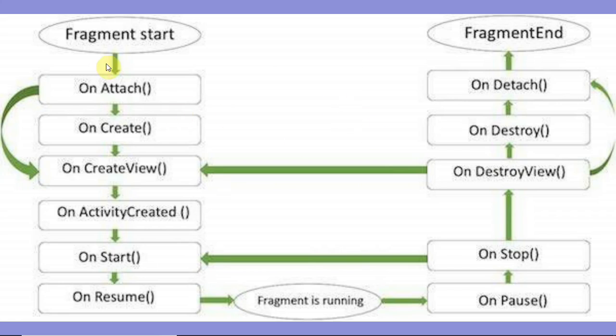Now you can see onAttach, onCreate, onCreateView, onActivityCreated, onStart, onResume, onPause, onStop. Again we need to destroy it: onDestroyView, onDetach the fragments. So all these are important. Now what does onAttach mean? onAttach means it's called only once, when it is attached to the particular activity.